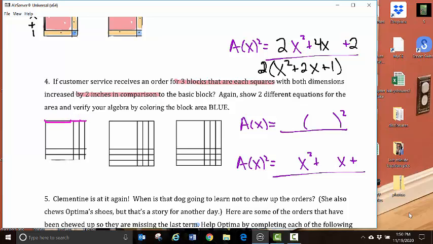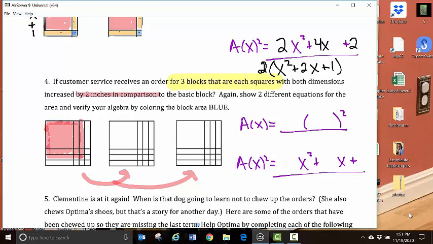It says, this time you have an order for 3 blocks, and each block is increased by 2 on the side. So if I were to color it, I've got the base block plus 2, and the base block plus 2, but you would have that for all 3. So you're going to need to shade those in.